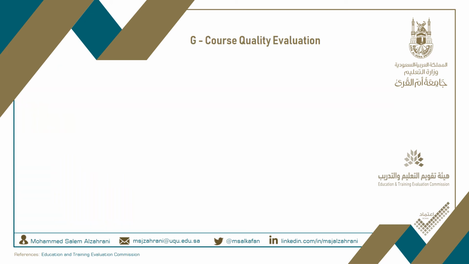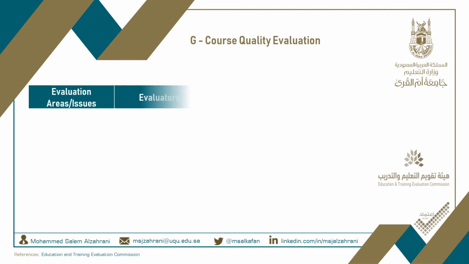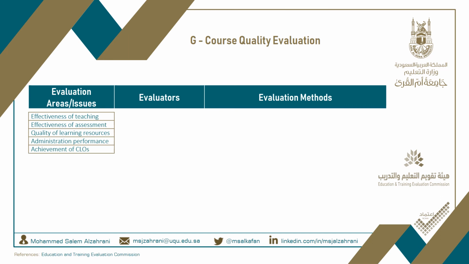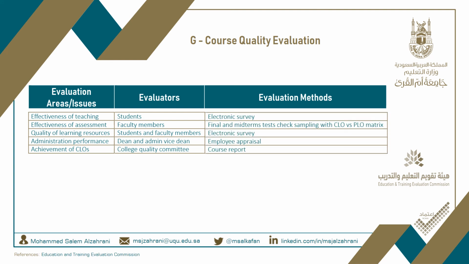Course quality evaluation is in section G of this form, and it contains three pieces of information: the evaluation area, the evaluators, and the evaluation methods. In my course, I used 5 different evaluation areas, and for each evaluation area, I wrote the evaluators, including, of course, students, and also the evaluation methods, whether it's a survey or appraisal or reports or any other methods that you can see for evaluation method.